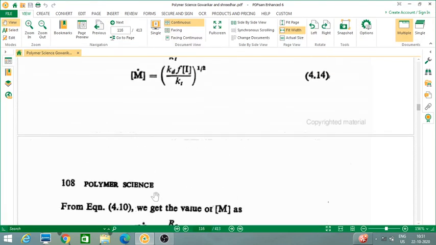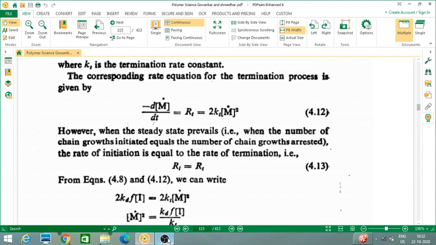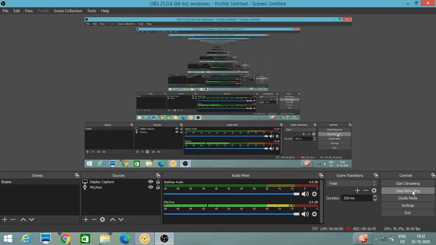I hope you understand this much that you have to know about the kinetics of polymerization. It is quite tricky, but if you read it again and again, you'll get it.